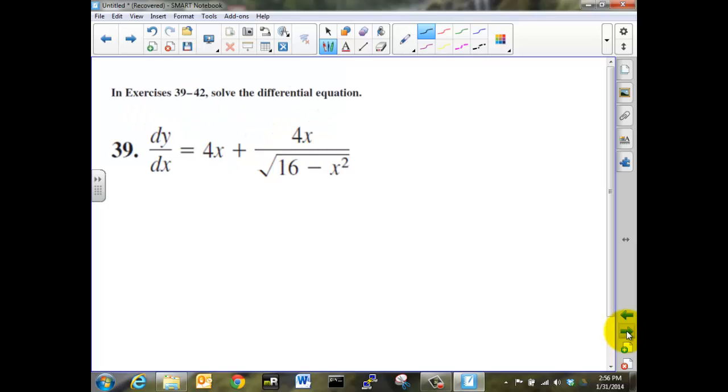All right, this is one I want to look at, and then we'll find the one that Jason wanted to look at here. Solve the differential equation. What does that mean? How do we solve it?